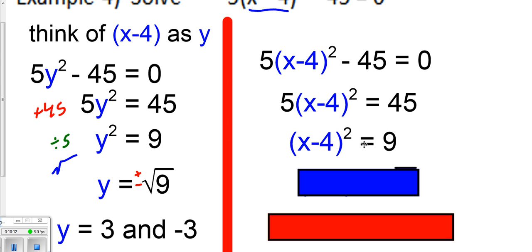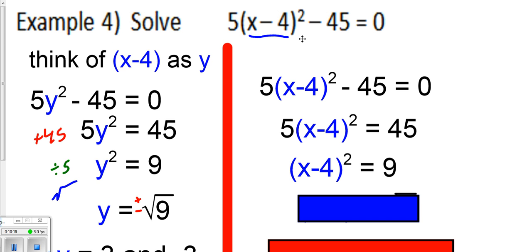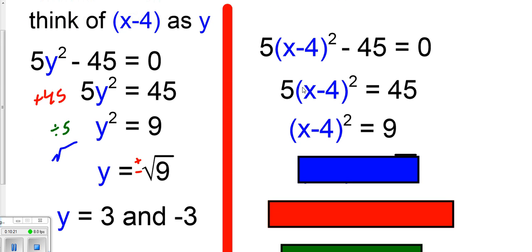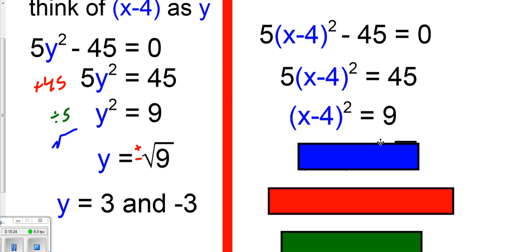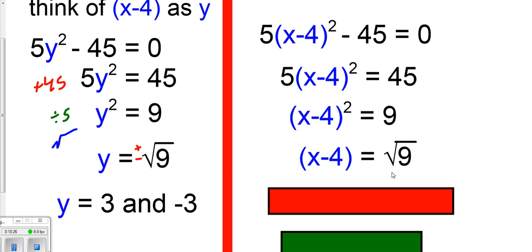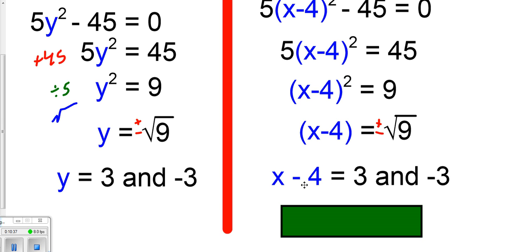Divide both sides by 5. Again, everywhere we see y over here, we're keeping it as this x minus 4 because that was the original piece. Take the square root of both sides, just like we did over here, and we get x minus 4 equals the square root of 9. Remember, that can be positive or negative. So we get x minus 4, that was this whole piece, equals either 3 or it could be negative 3.